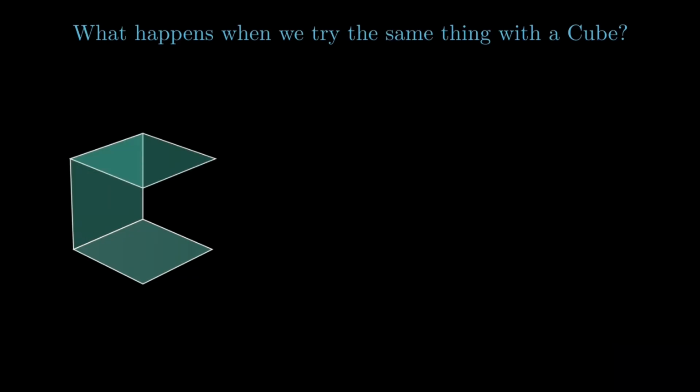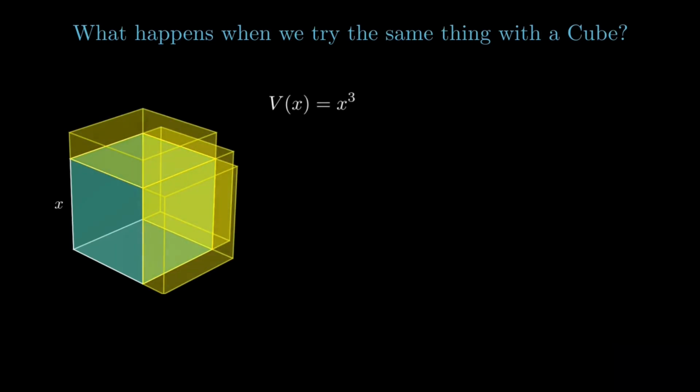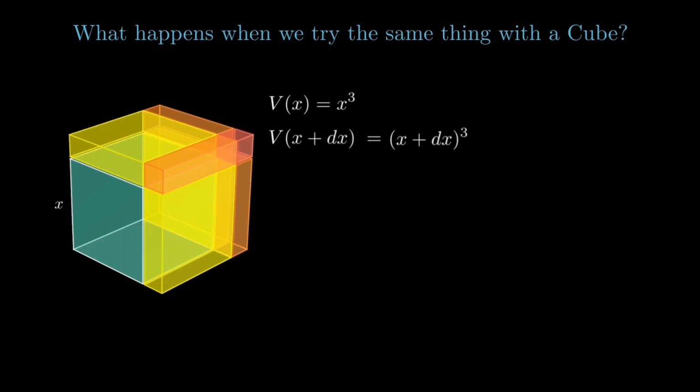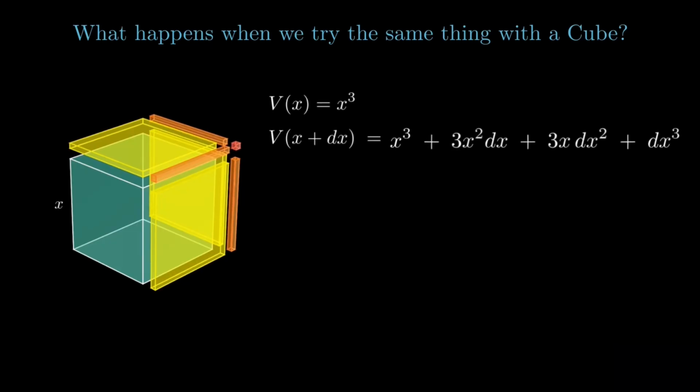Let's try to do the same thing with a cube. The volume of a cube of side x is x cubed. Again, increase x by a tiny amount dx. What's the new volume now? The cube now grows by 3 large slabs, each of volume x squared times dx along the 3 outer faces, and then there are 3 skinny edge prisms of volume x times dx squared and 1 tiny cube of volume dx cubed in the corner.